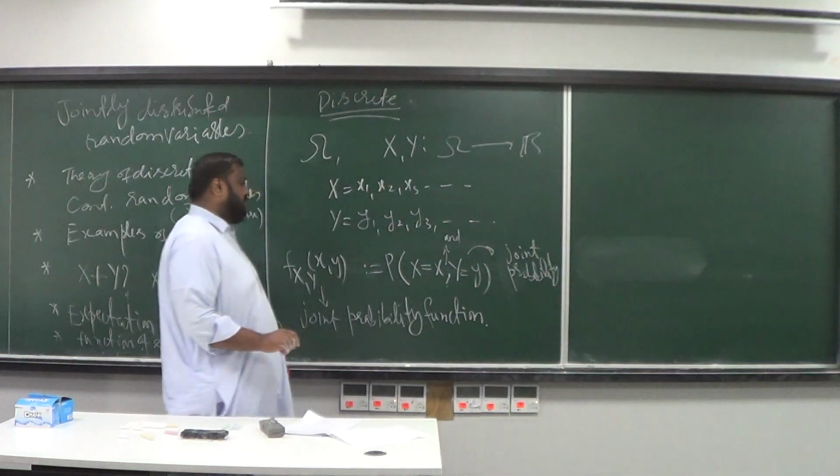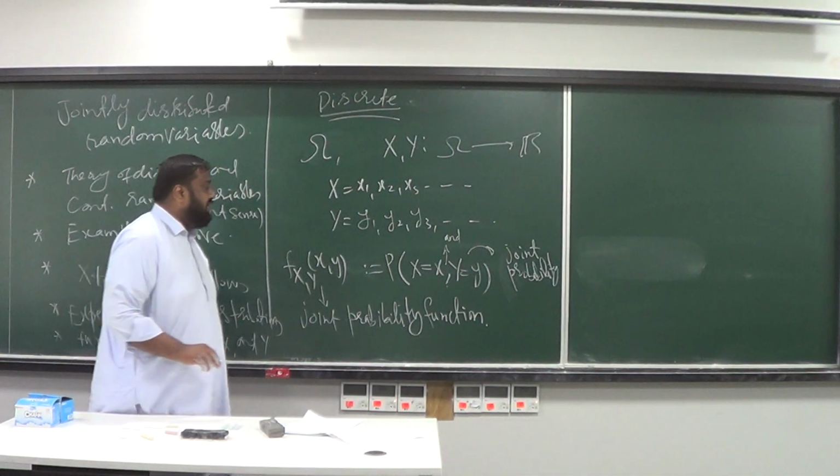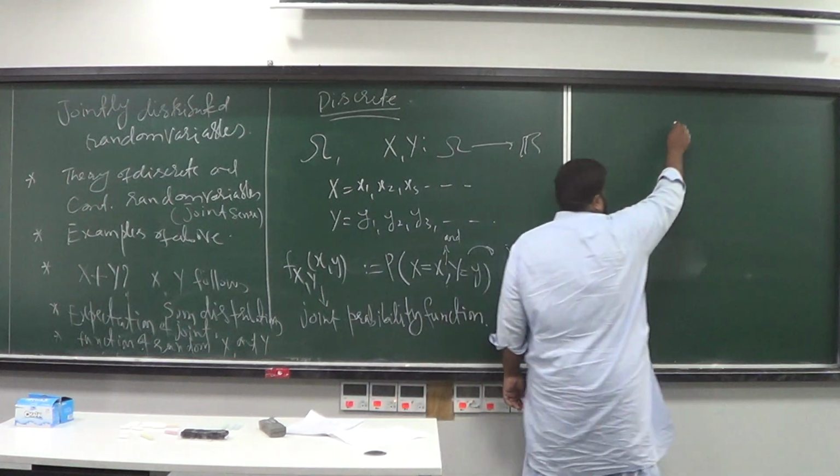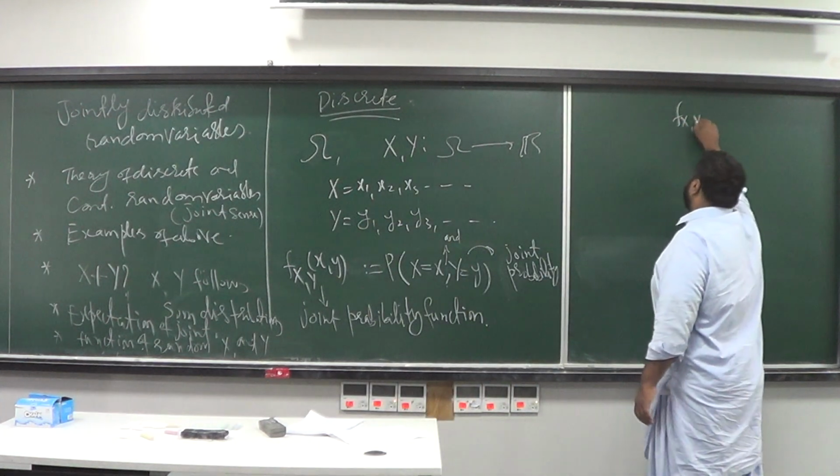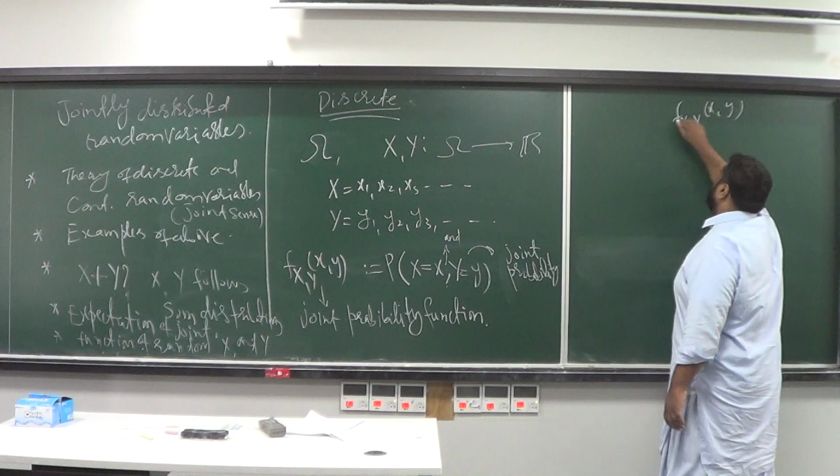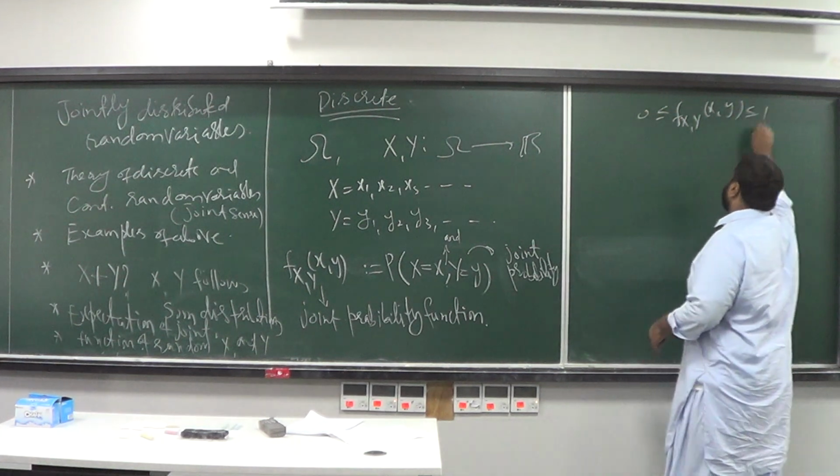And obviously there are certain properties that it must satisfy. For example, all of these probabilities should be between 0 and 1.